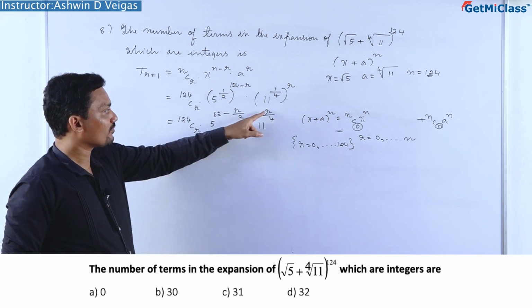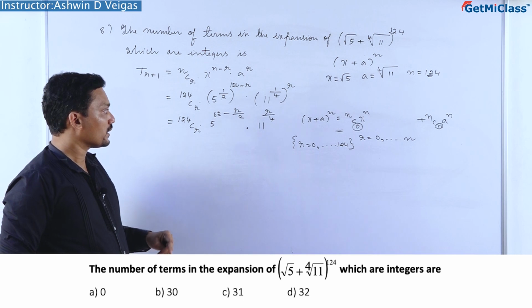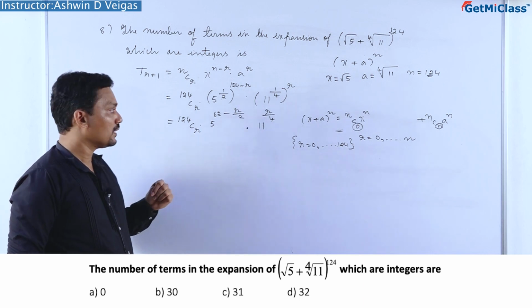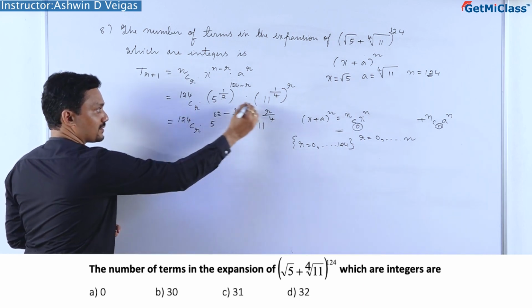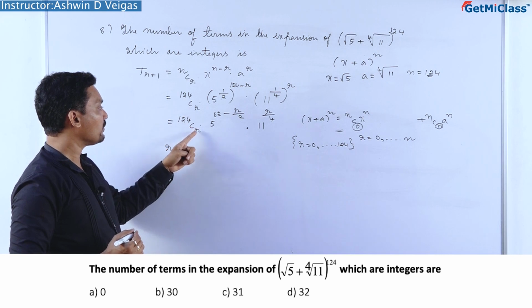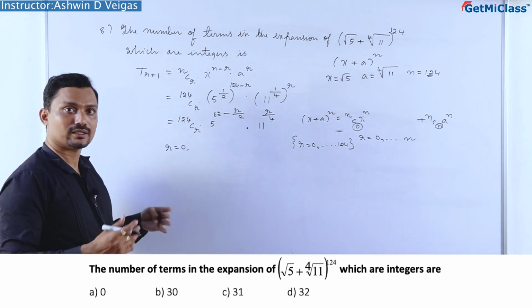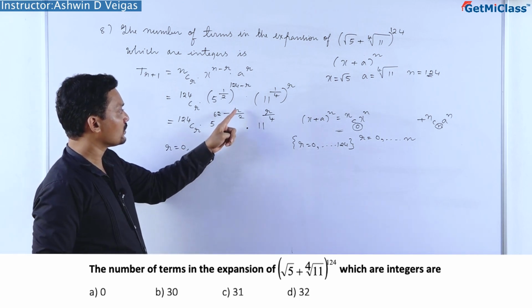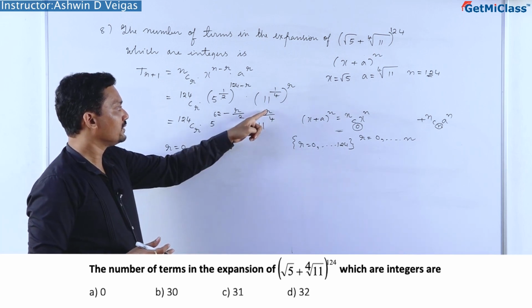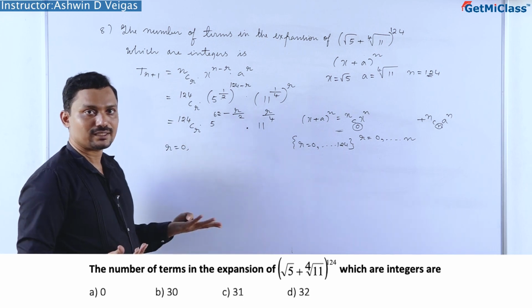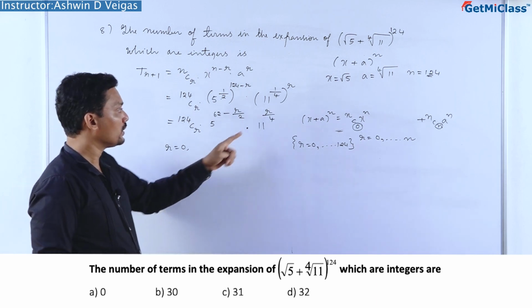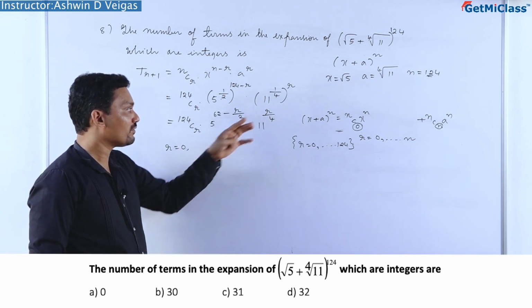See, there are some fractional terms like r/4 and r/2. You have to count only those values of r for which these all become integers. The first value becomes an integer when you put r equal to 0, because 124C0, nCr is always an integer, there is no need to worry about that. Now when you put r equal to 0, 0/2 is 0, so you get 5^62, which is an integer. 0/4 is 0, and 11^0 is 1, which is an integer. So it happens for r equal to 0. It does not happen for r equal to 1. If you put r equal to 1, we get 11^(1/4), and the fourth root of 11 is not an integer.